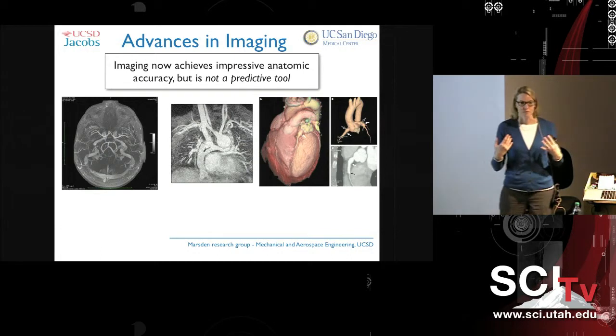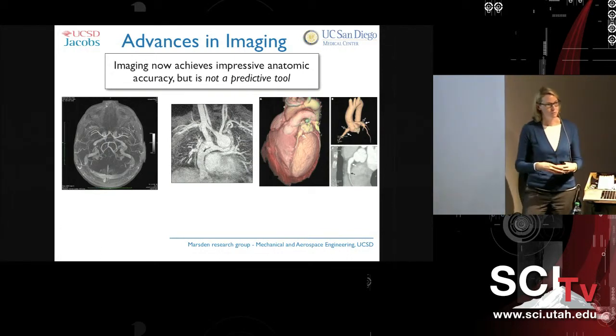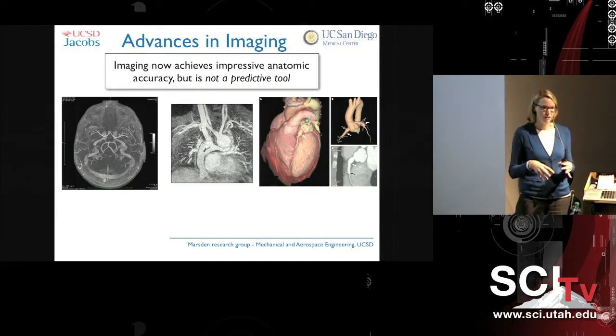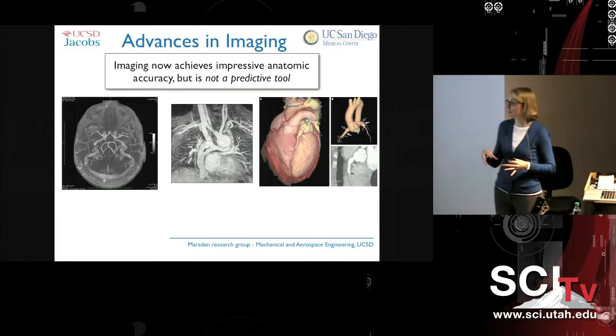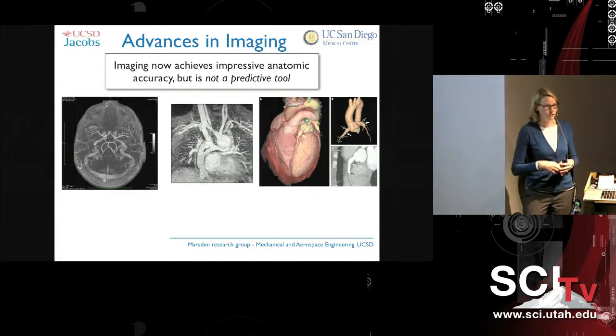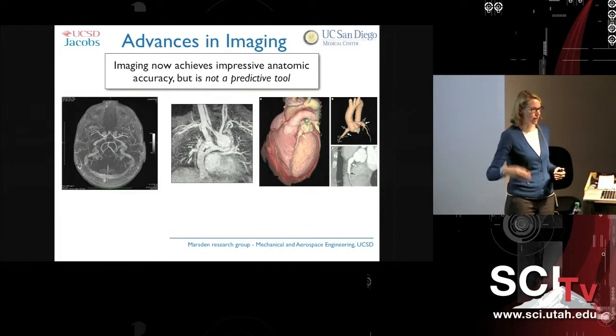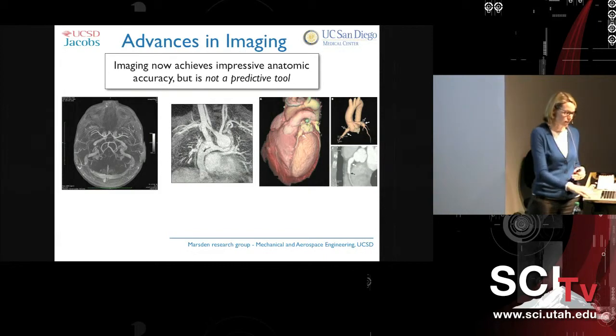So obviously we can get all of this great anatomic information, but we can't use imaging as a predictive tool. Okay, so that's really where the simulation piece that we're working on comes into play. So what we want to do is have simulations as a predictive tool so that we can predict the outcomes of surgeries, so we can test different surgical designs, test different device designs.